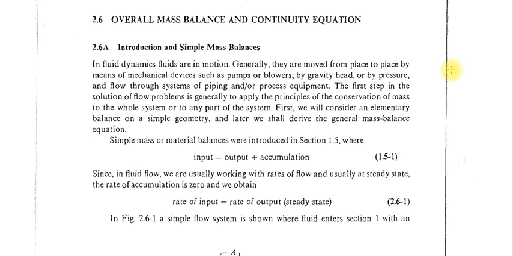So the first axiom is that mass is conserved, the second axiom is that momentum is conserved, and the third axiom is that energy is conserved. In fluid mechanics we mostly use the first and second axioms, but we also use the third axiom to some extent. It is generally used to calculate the amount of energy required to flow the fluid from one point to another. So we will start with the macroscopic balance.